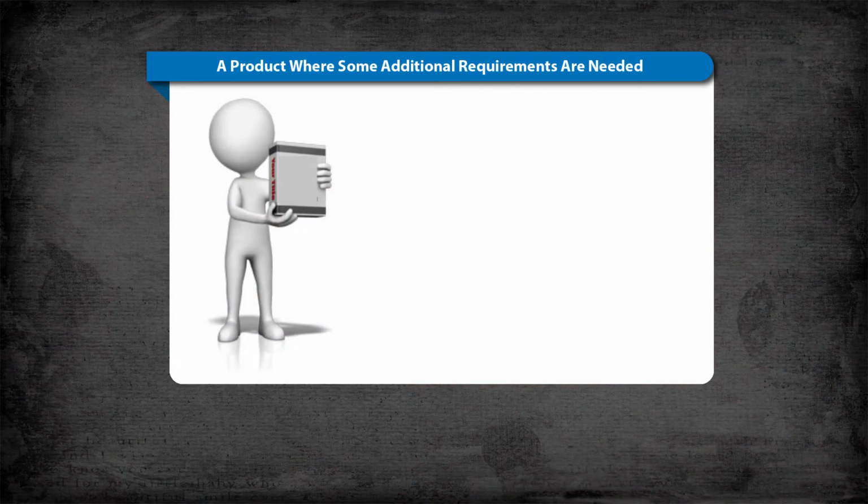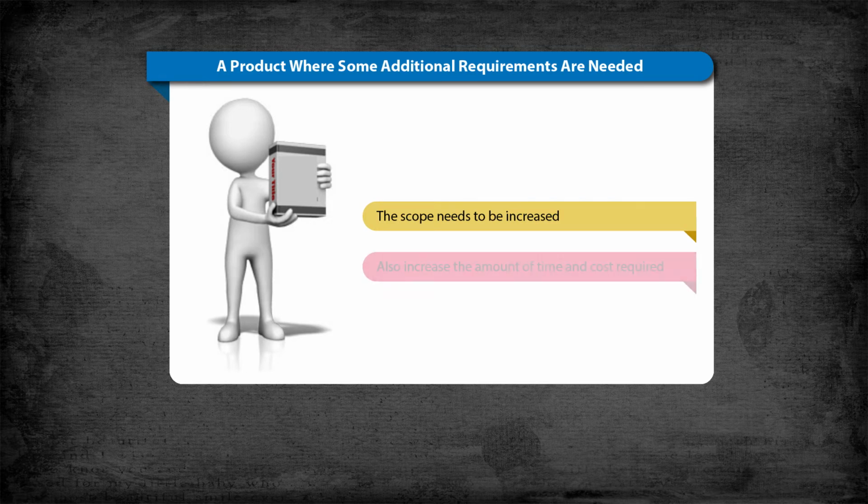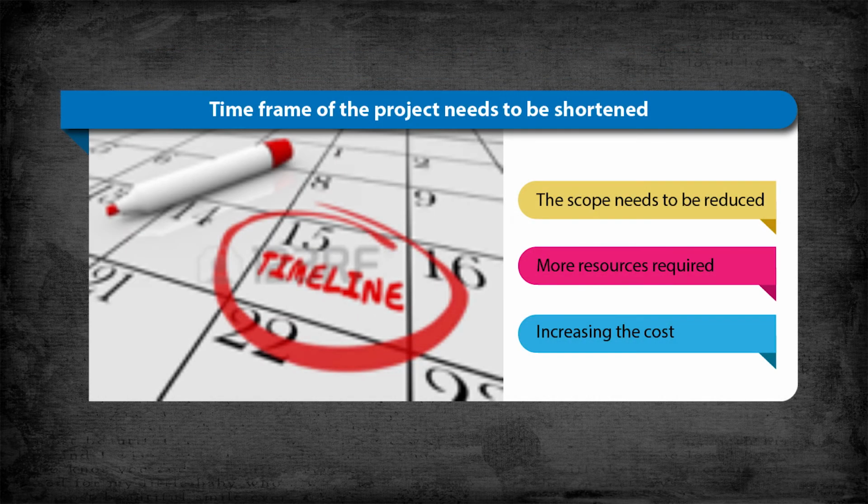Let us take an example of a product where some additional requirements are needed. Therefore, the scope needs to be increased too, and thus this will also increase the amount of time and cost required. Similarly, in cases where the time frame of the project needs to be shortened, we would reduce the scope, or we could also shorten the time by involving more resources and thus increasing the cost.